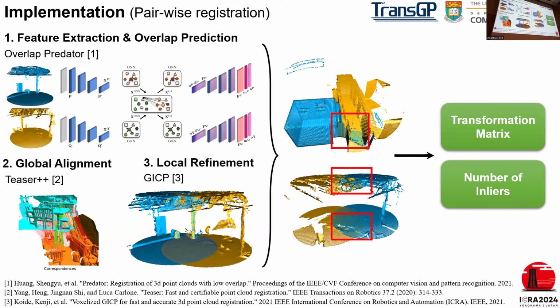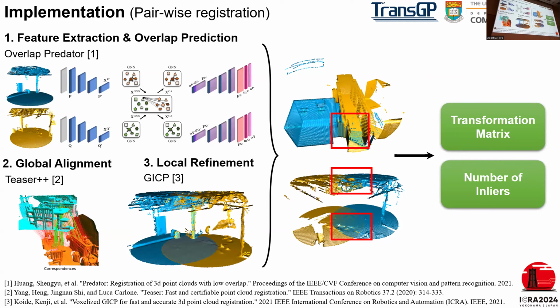We use the GICP method for refinement later. The overlap prediction can significantly reduce the search space during registration, because in the dataset the overlap ratio is low, and you can see the results for these two examples. We can find that although the overlap between the scans is relatively low, we can still find the correct transformation between them.